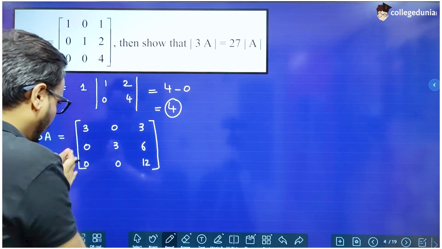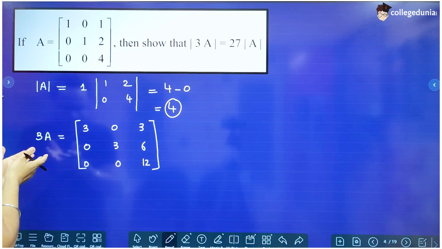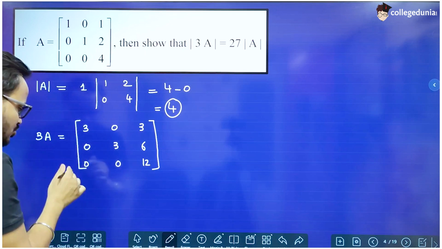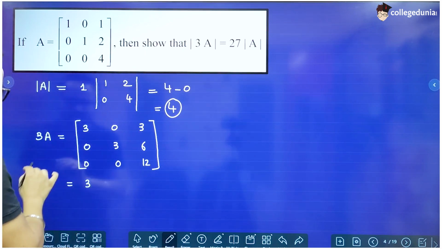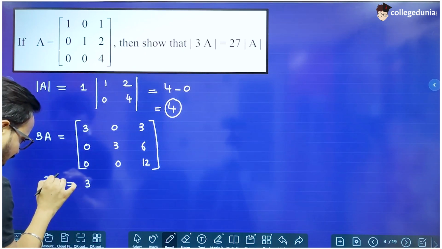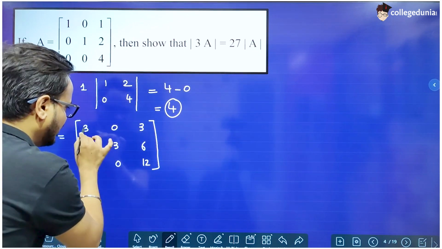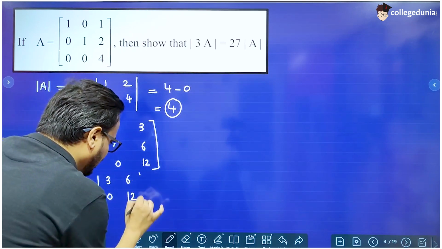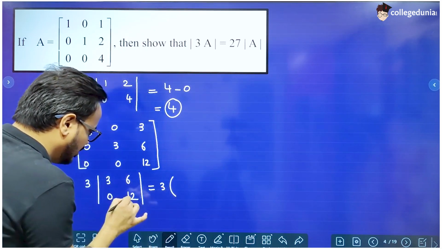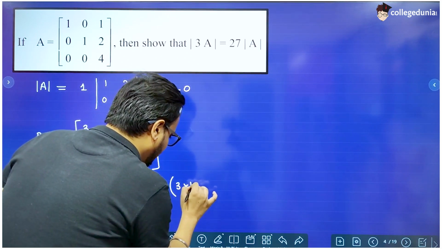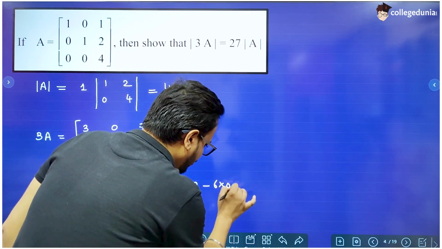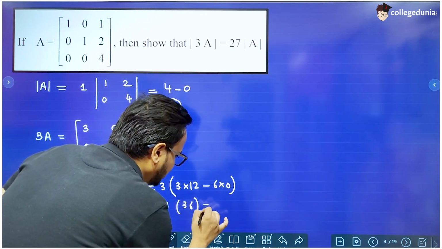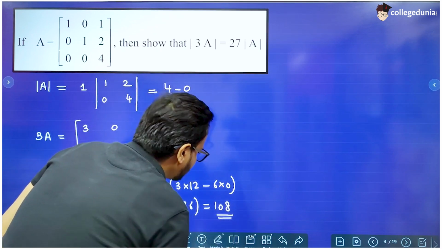Okay, so now let's again find the determinant value of this. So we will expand this again along column 1 because these two elements are 0. So let's write the determinant of 3A: 3, leave this, and we are left with 3, 6, 0, 12, which is 3 into 12 minus 6 into 0. So it is 3 into 36. 36 into 3 is 108.